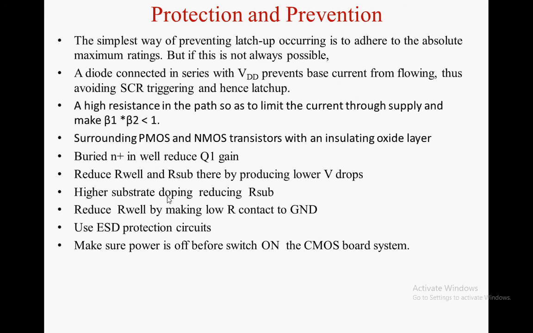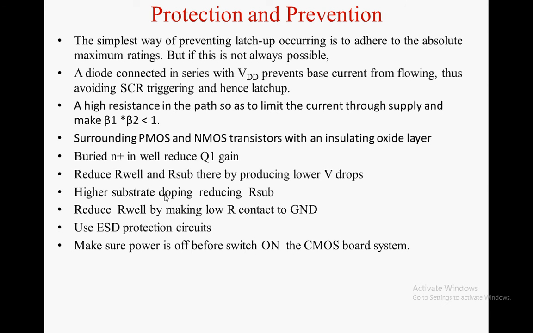Now, protection and prevention. The simplest way of preventing latch-up is to adhere to the absolute maximum ratings. But if this is not always possible, a diode connected in series with VDD prevents base current from flowing, thus avoiding SCR triggering and hence latch-up. A high resistance in the path limits the current through the supply and makes beta 1 into beta 2 less than 1.